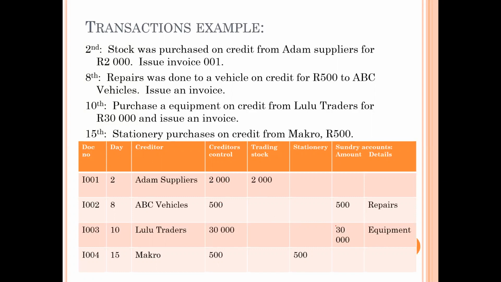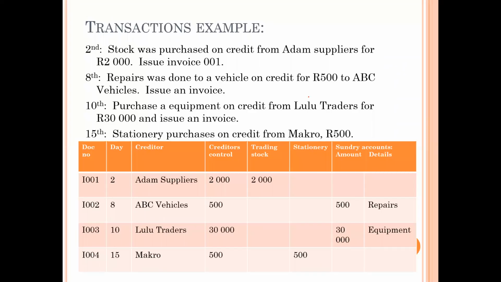Then on the 15th, stationery purchases on credit from Makro, 500 Rand. So you're going to continue with the next invoice number. So it's now going to be invoice 004. On the 15th, we've got the name of the business, Makro. The amount is 500 Rand in creditors control and in stationery, because it was stationery that was purchased on credit. That's good. We're going to look at more examples now in the next slideshow.